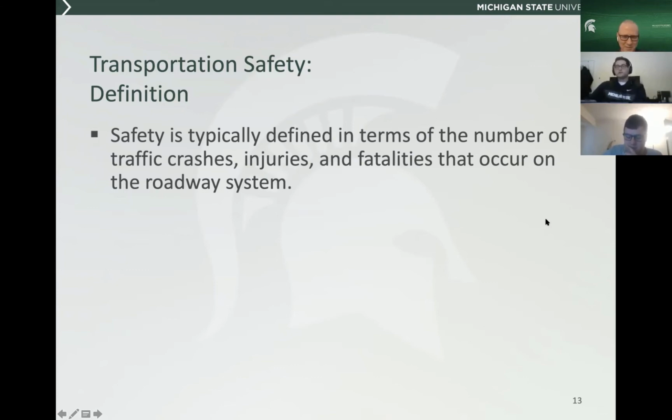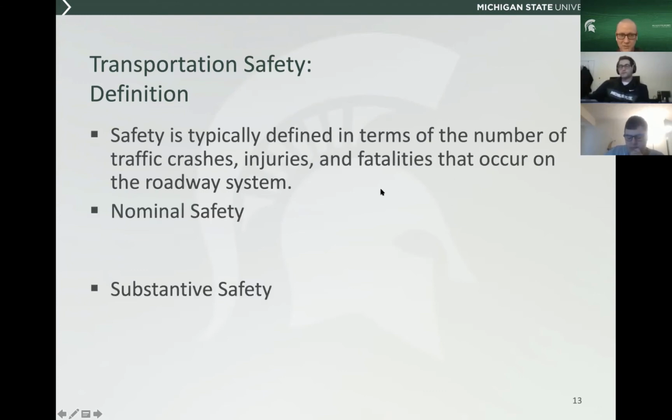We'll have a slide that will delve into this a little bit further subsequently here. But anyway, from our perspective, when we talk about safety, we're basically talking about roads that are free from traffic crashes, injuries, and fatalities. Now, if we look at how that's been handled historically as an engineering profession, we have what's referred to as nominal safety and substantive safety.